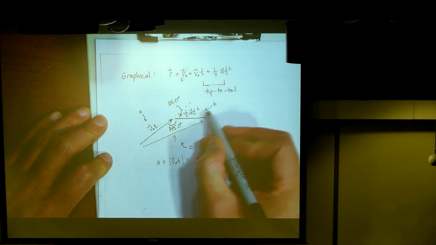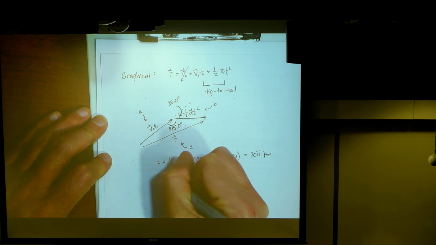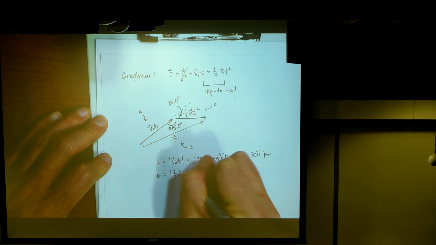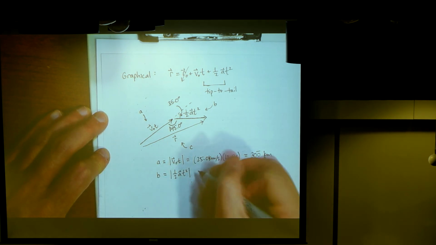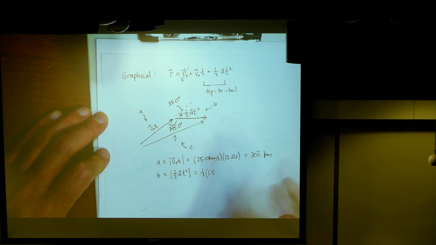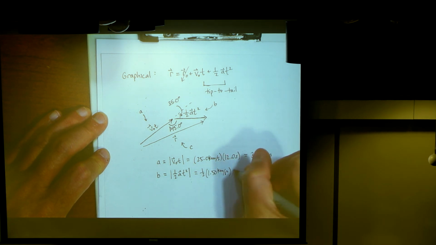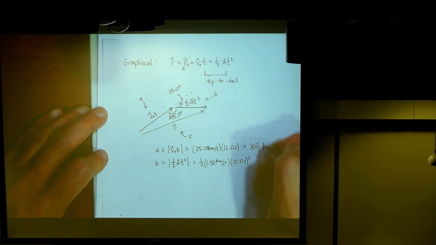Okay, what about vector B? That's my 1/2 at squared thing. The length of that side is the magnitude of this vector. So again, just interested in the magnitude, not the components. This is a half times, take our acceleration, that's 1.5 kilometers per second squared, and then multiply by our time squared. So can someone do that calculation for me? 108. Yeah, that's 108.